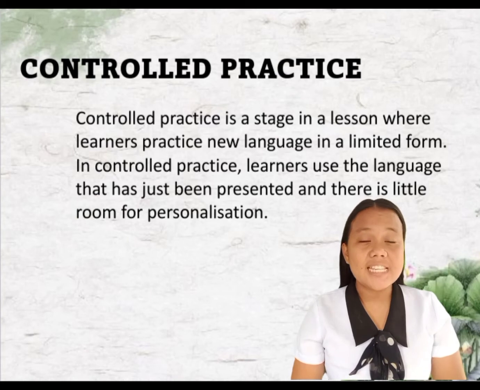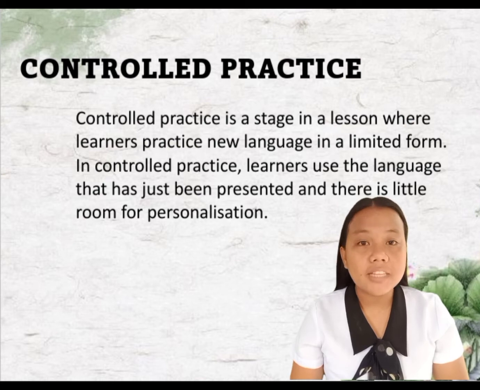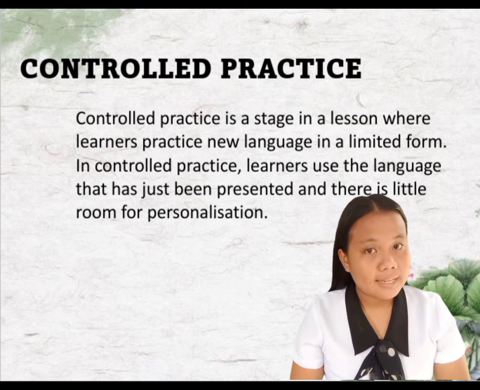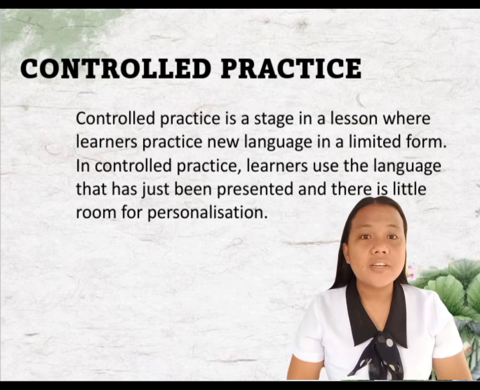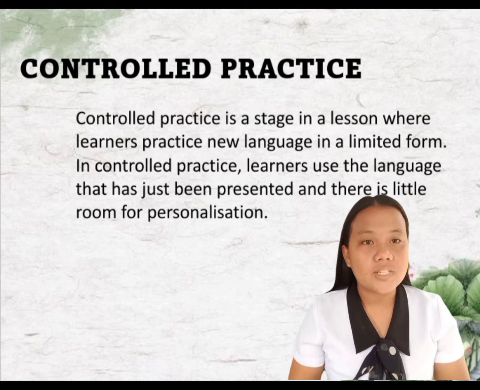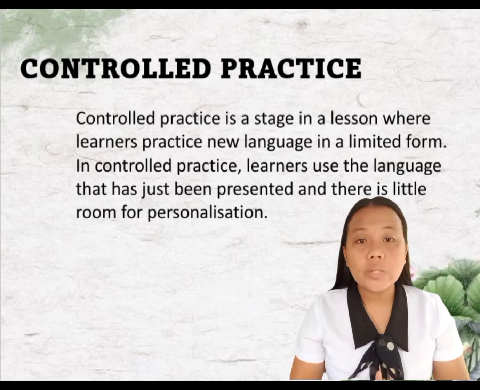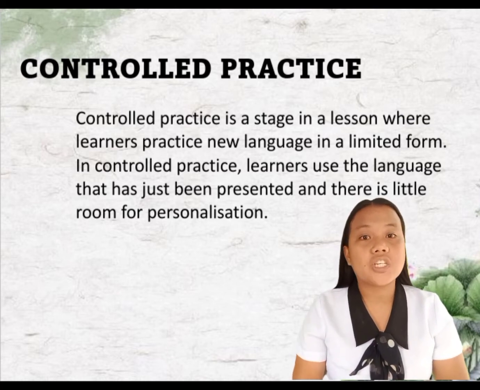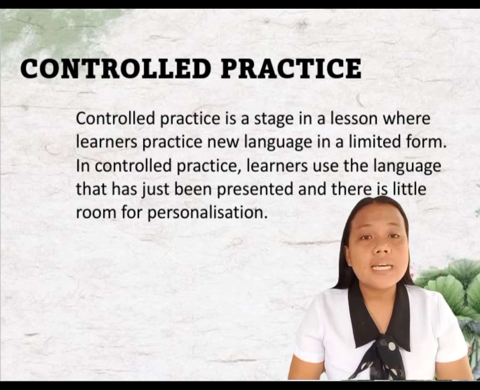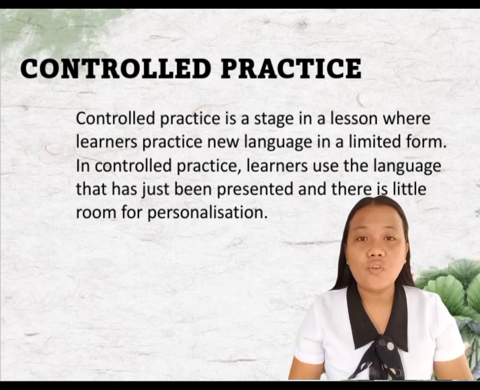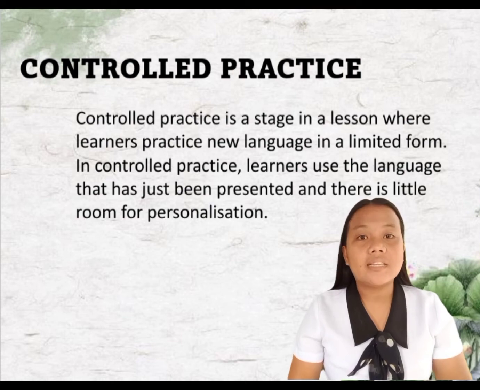Controlled practice is a stage in a lesson where learners practice a new language in a limited form. So in controlled practice, learners use the language that has just been presented and there is little room for personalization. So controlled practice activities are those in which students are asked to use the language in a restricted way. The main aim of controlled practice is to help learners automatize the form of target language, and this can be done orally or in the written form.